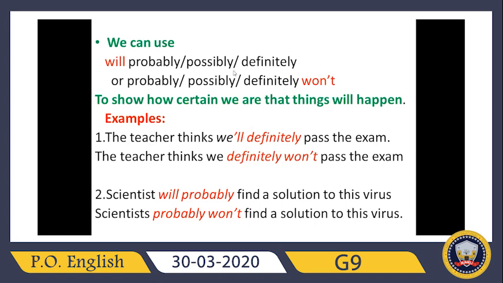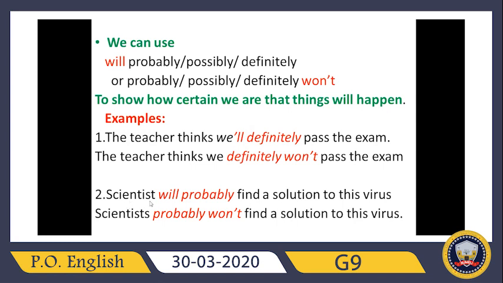So why do I use these words? To show how certain we are that things will happen. For example, let us see the examples. The teacher thinks we will definitely pass the exam. If I want to say that we definitely won't pass the exam, then won't will be here. Will here, won't here. Okay, we will change the places.